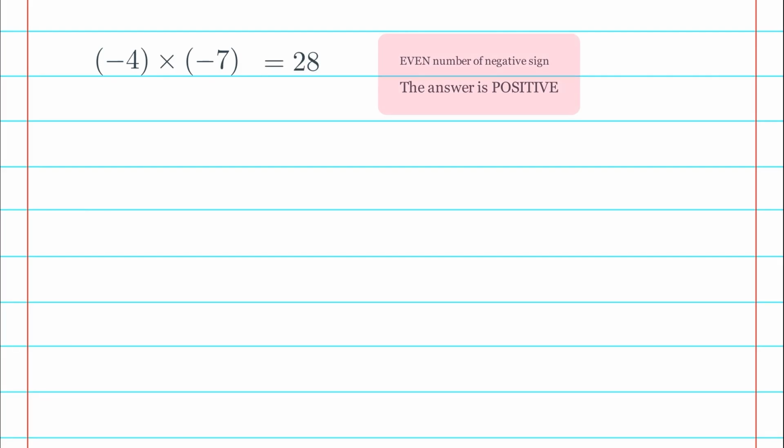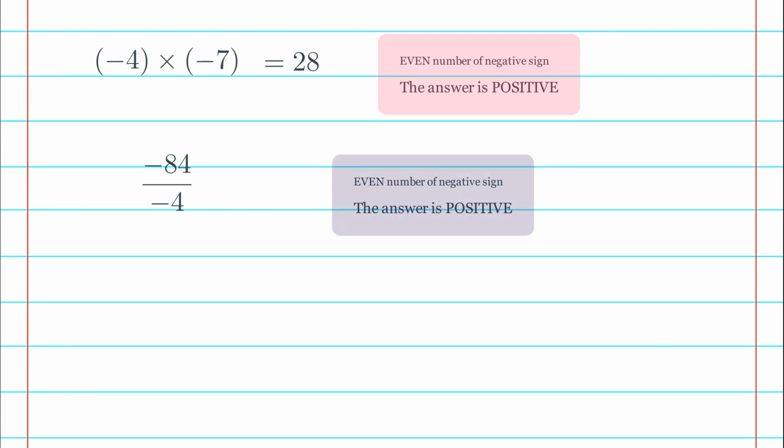Let's try one more. Here we have negative 84 divided by negative 4. Again, we will look at the number of negative signs, and there are two negative signs. So the answer will be positive. So dividing negative 84 by negative 4 gives us positive 21.